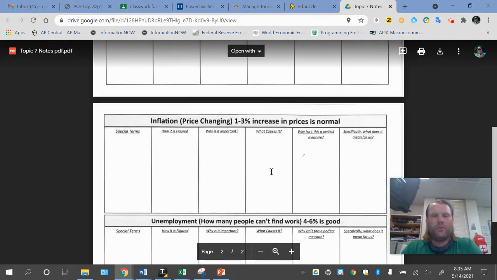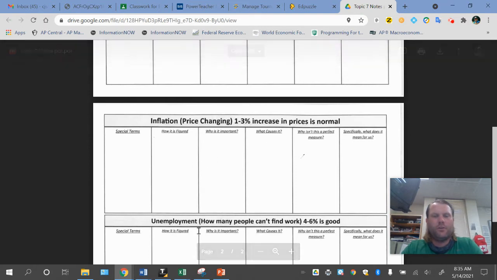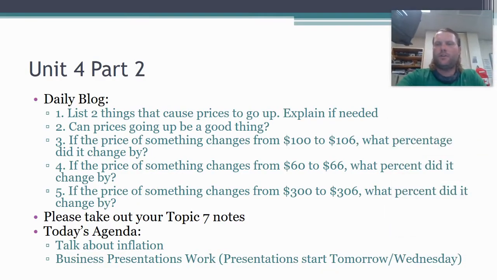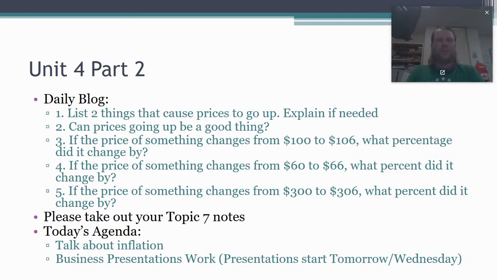We're on Part 2. We're going to be in this inflation portion of your notes. I'm going to speed through these, so if you need to pause the video eventually to write stuff down, by all means, do it. But I am going to go through fast. All right, we're going to start you out here with a daily blog. Go ahead and get these answered.